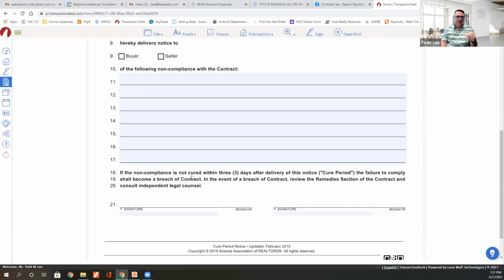Then it says, if the non-compliance is not cured within 3 days after the delivery of the cure period notice, the failure to comply shall become a breach of contract. In the event of a breach of contract, review the remedies section of the contract and consult independent legal counsel.